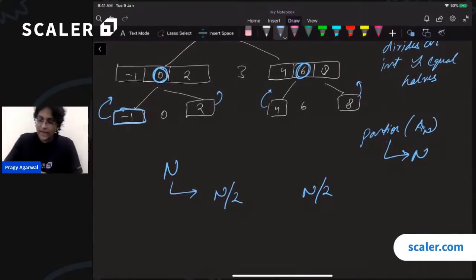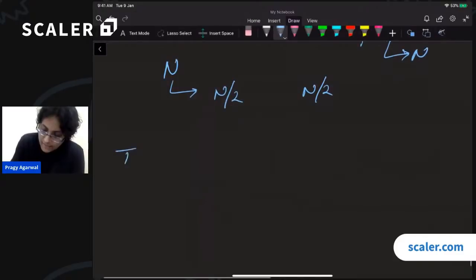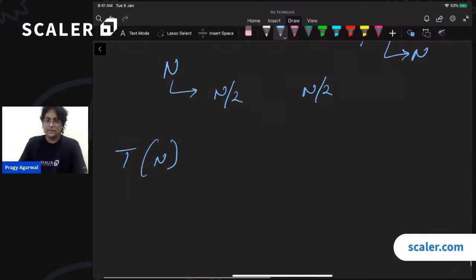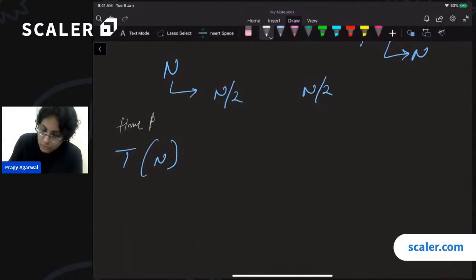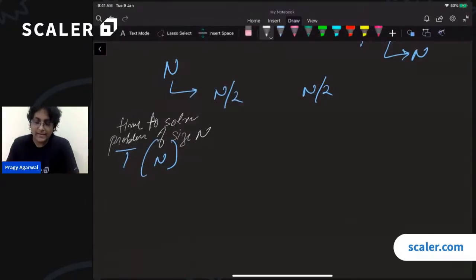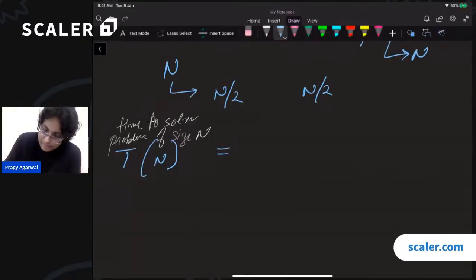Cool. So basically what happened was I started with a problem of size n. This is the notation: T(n) is the time complexity, the time to solve a problem of size n. So what will I do? I will spend n steps for the partition algorithm.